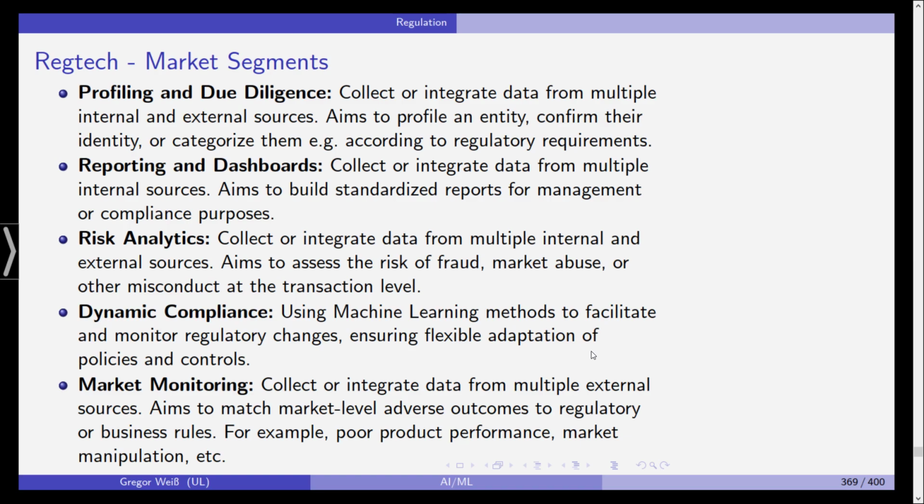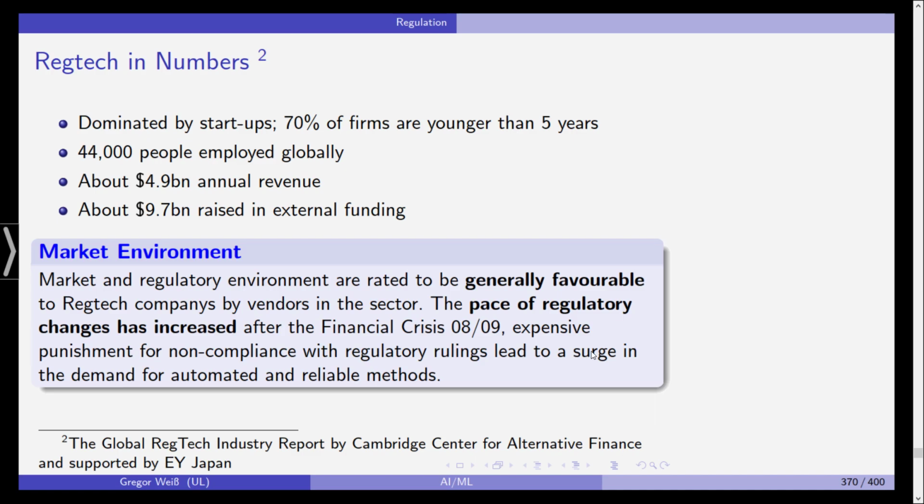And market monitoring. You collect, integrate data, and you aim to match market level adverse outcomes to regulatory or business rules. For example, you want to identify poor product performance, market manipulation, etc. We've seen some of these things on the side of supervisors, actually. I'll come to that when we talk about Suptech. But obviously, especially banks, investment banks, can do this also themselves.